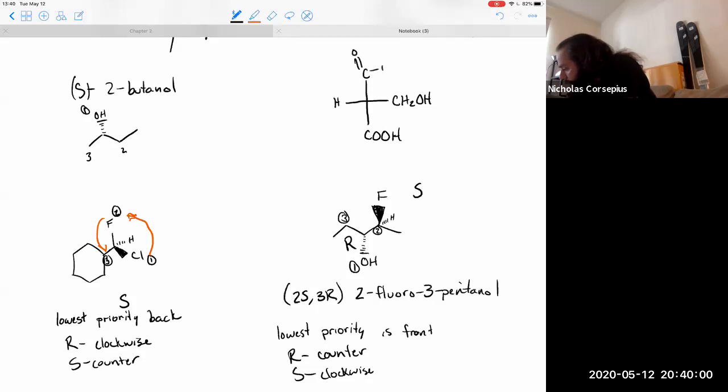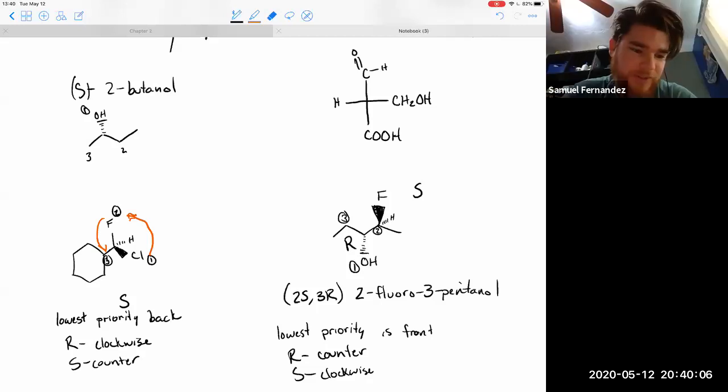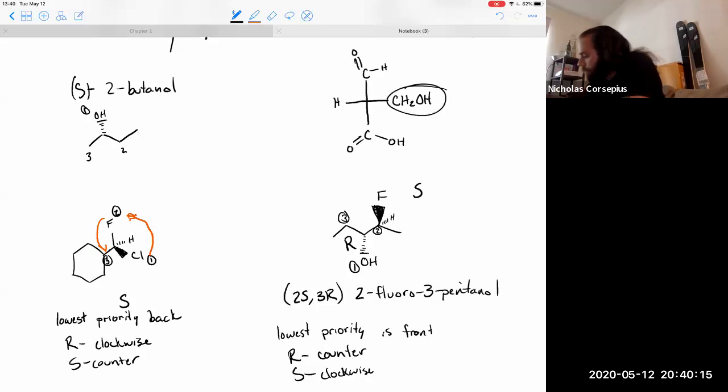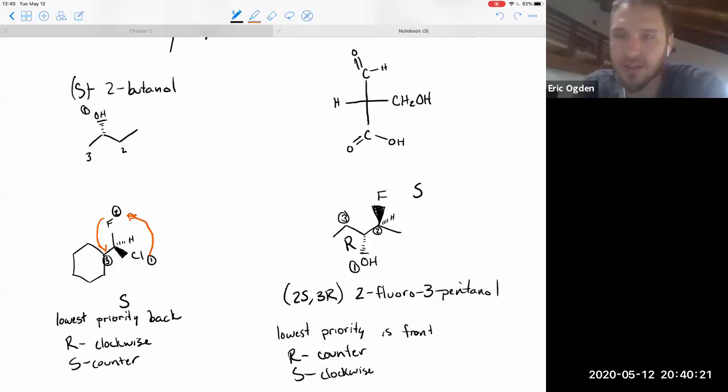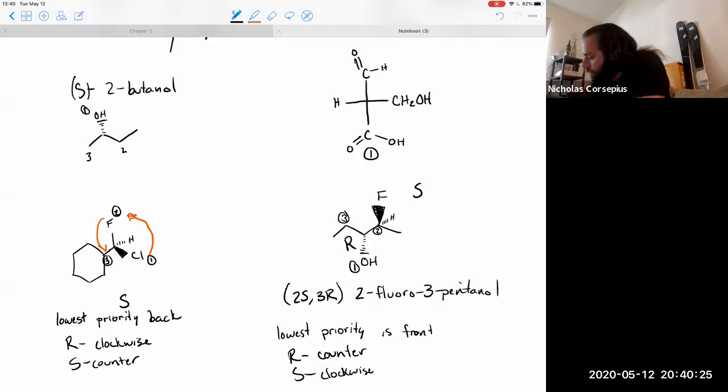That is that guy there, and then COOH is a carboxylic acid. Awesome. And then this guy over here is just an alcohol group. What is the highest priority of these three? The carboxylic acid, followed by the aldehyde, followed by the alcohol, right?